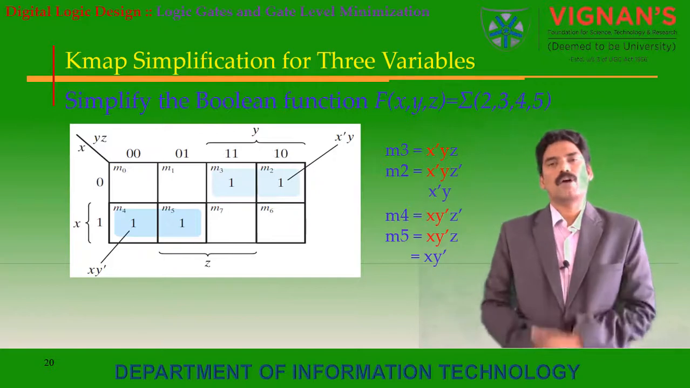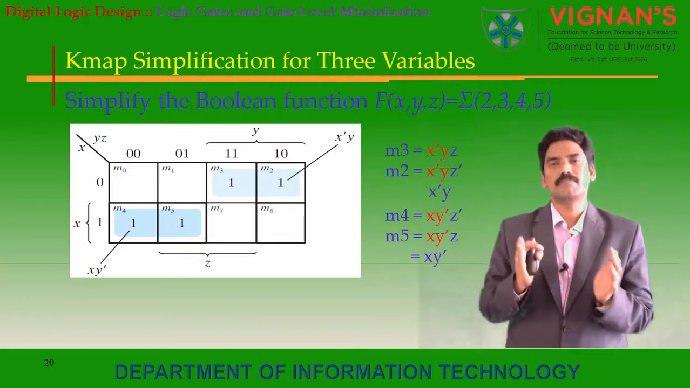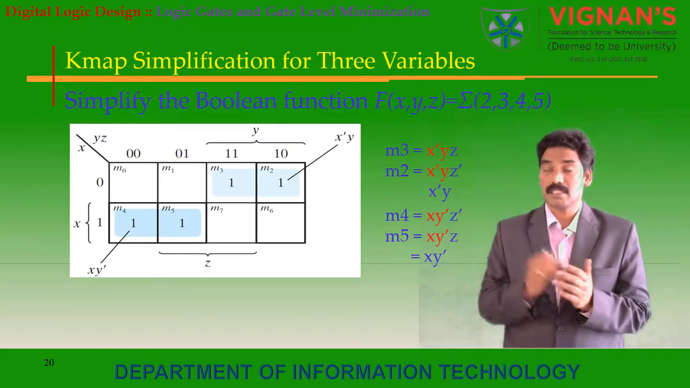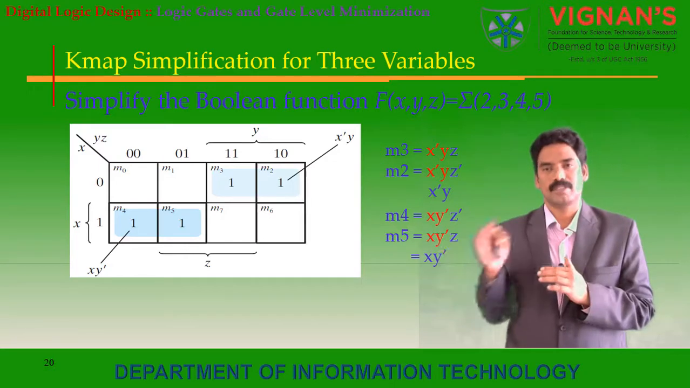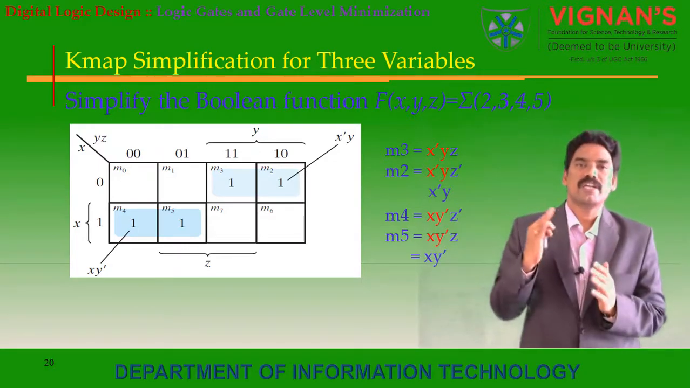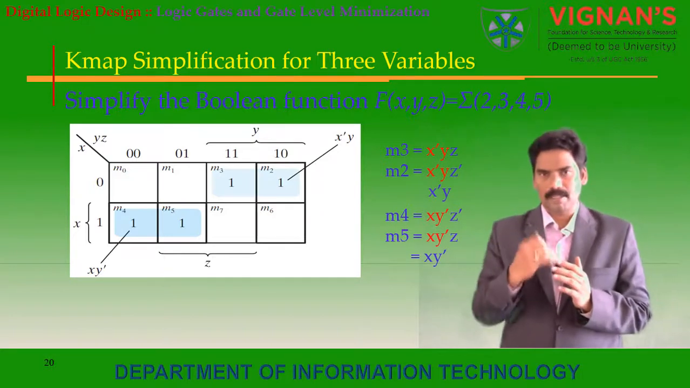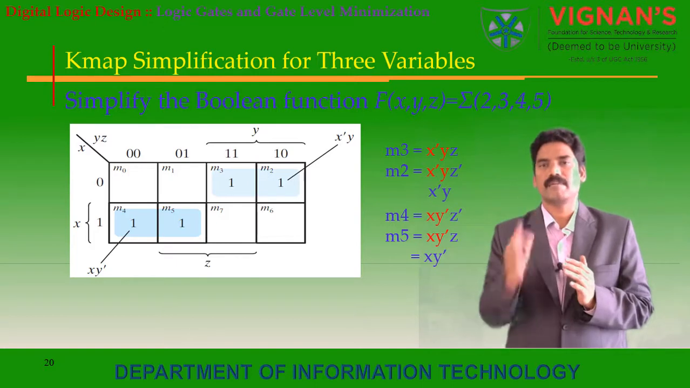See, now consider another expression. F of x y z is equal to sigma 2 3 4 5. Here how many minterms are there? 4 minterms. M2, M3, M4, M5. So, map M2, next M3, next M4, M5.